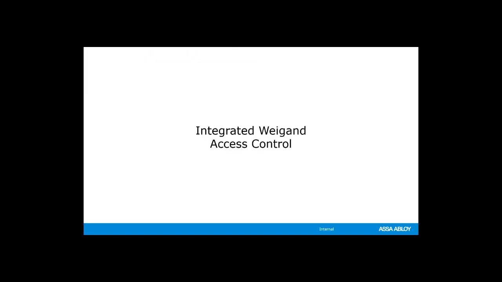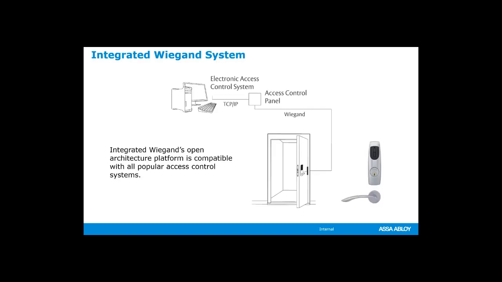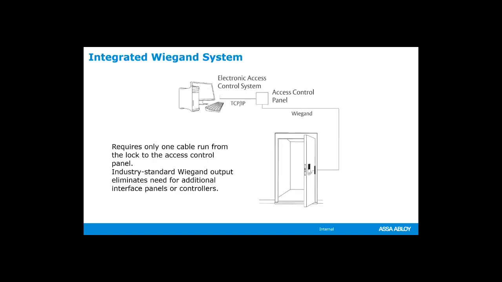Okay, integrated Wiegand access control. Integrated Wiegand is an open architectural platform and is compatible with the most popular access control systems. The integrated Wiegand system requires only one cable run from the lock to the access control panel. Industry standard Wiegand output eliminates the need for any additional interface panels or controllers.